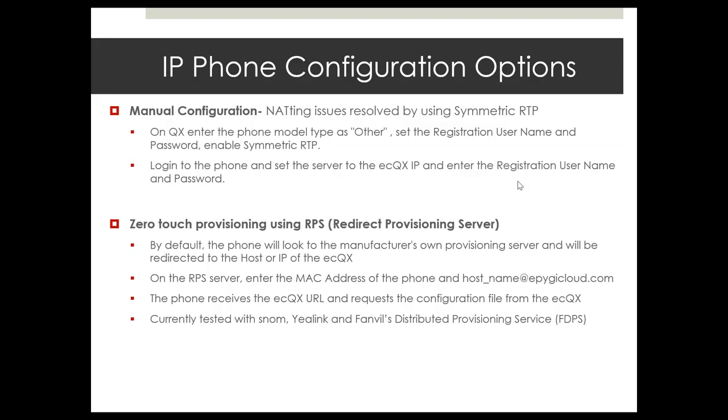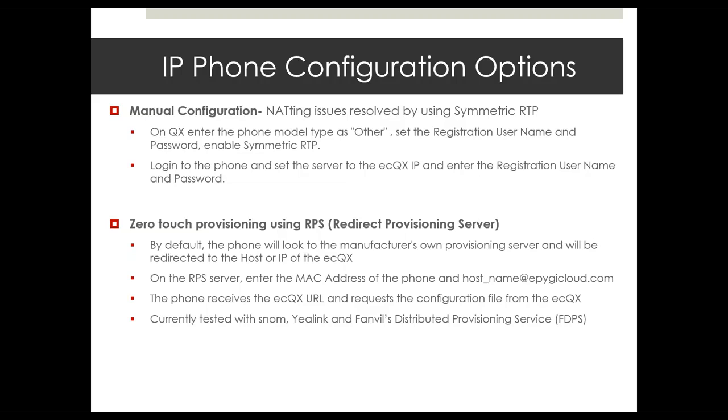Then you go out to the phone, and you have to install the OpenVPN config file on the phone itself. It's a small file, and it only takes a moment. Then you set the provisioning server just as you normally would, and the phone will reach out to the QX's IP, and then it will be configured that way. All right, we're going to try to show a couple of these methods, including the OpenVPN. So we'll see how that goes.